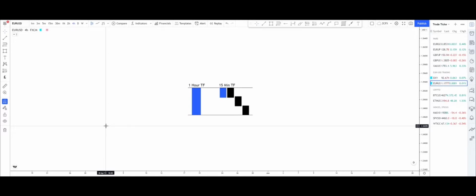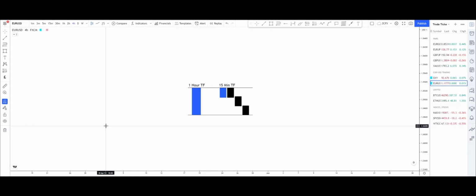For example, I use the 4 hour to find my order blocks. Then I go down to the 1 hour and see if I can find any refinement, because again, it depends on how big the order block is. If the 4 hour is showing me a big order block, then I will look to refine it. But if it's a small order block and I'm happy with the risk to reward, then yeah, I will look at not refining it.